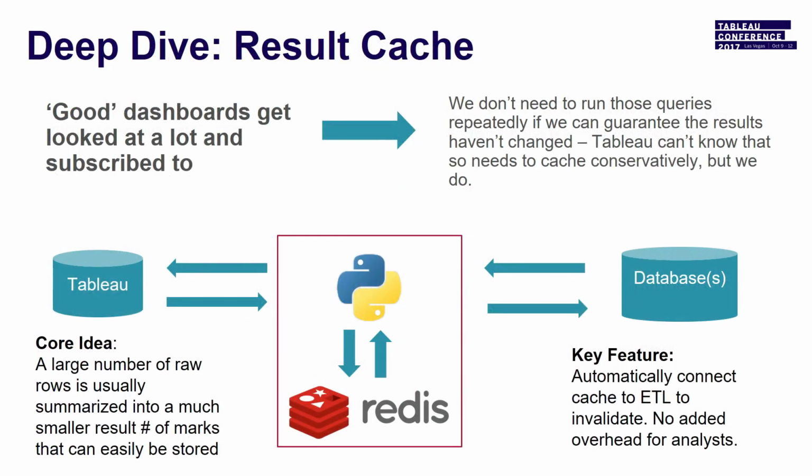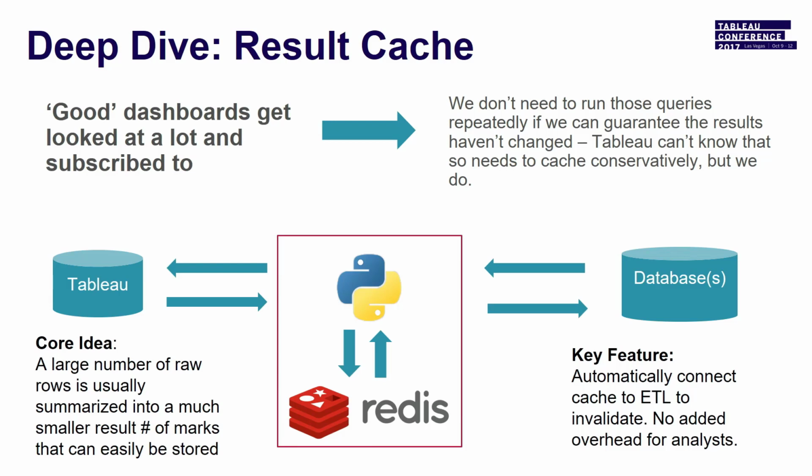So let's talk a little bit more about caching, because that's kind of the key to enabling real-time streaming and historical data to work well together. The idea here is pretty simple. If you have a successful dashboard, successful in that people are getting insight out of it and they use it, it's going to get looked at a lot. And we really don't want to run the same query more than once if we're not getting any new results.